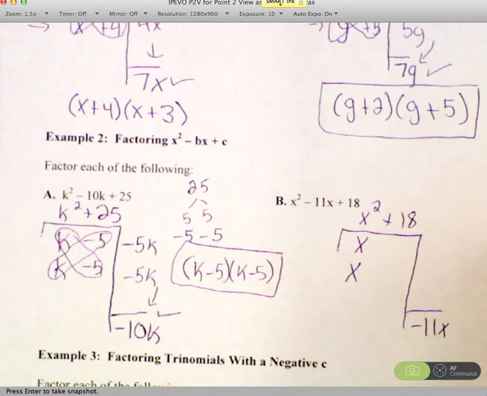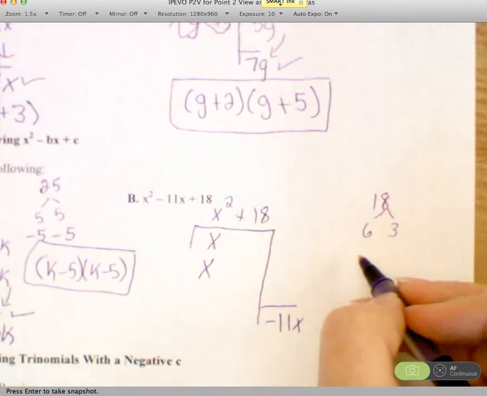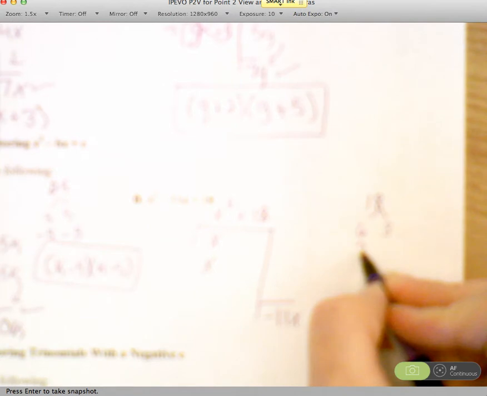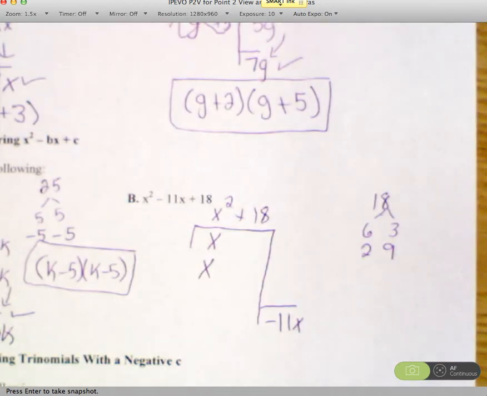18, there's quite a few options for us to think about. So we're just going to write down several options. We have 6 and 3. We have 2 and 9. So those are some factors that give you 18.